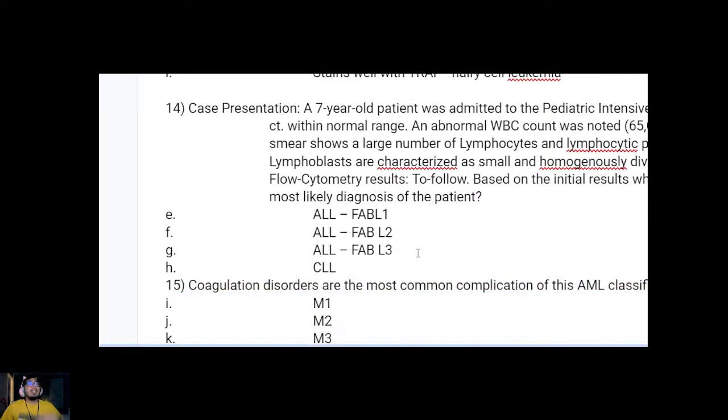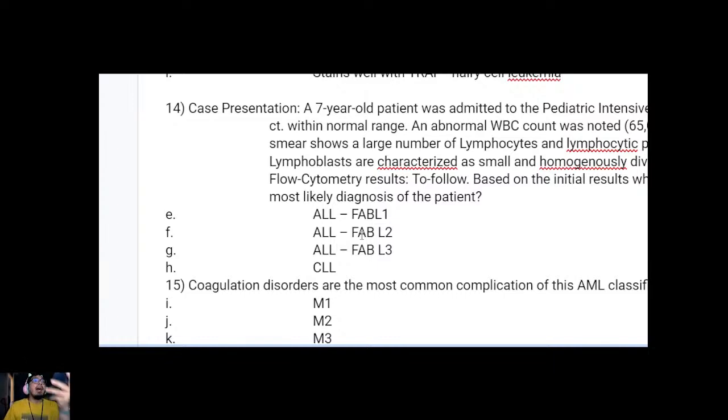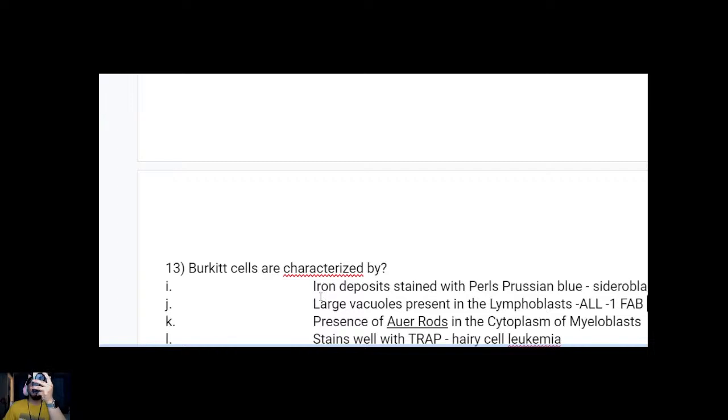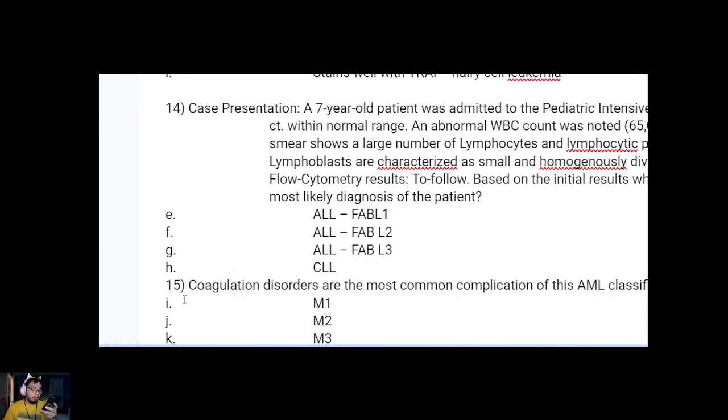Okay? Case presentation. A 7-year-old patient. Tingnan muna natin kung gaano kadami ang sumagot ng tama sa Burkitt's lymphoma. Very good. I'm so proud of you, class talaga. I'm so happy. 60% of people were able to answer that one correctly. Number 13 yun. Number 14 is a case analysis. Medyo magulo ang distribution ng sagot. Actually, 16 lang na tao ang nakasagot nito. And hats off to you guys if you answered this one correctly.